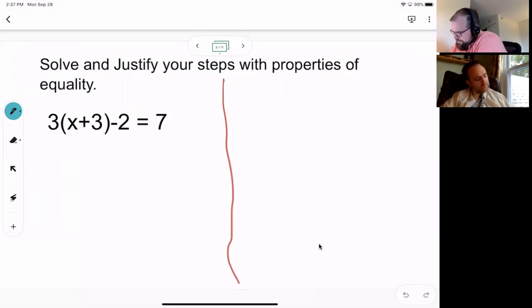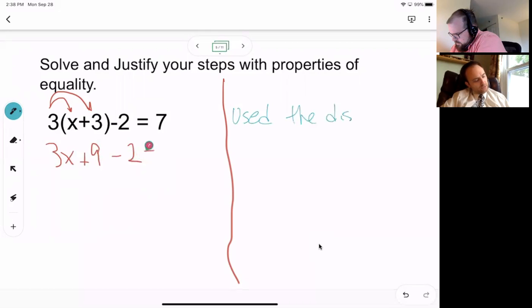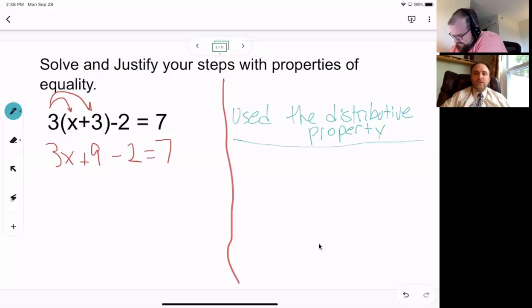So my first step is I'm distributing that 3 to both the x and the 3. So that's 3x plus 9 minus 2 equals 7. So Mr. Carlson's writing down, we use the distributive property, or system. Or if you want to put more details there, use the distributive property, multiplied 3 into both x and 3. You could put more details there if you wanted to, but you don't have to. So we use the distributive property.